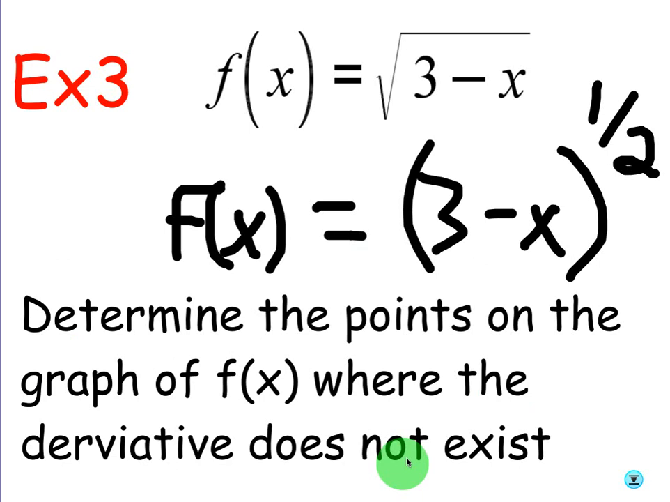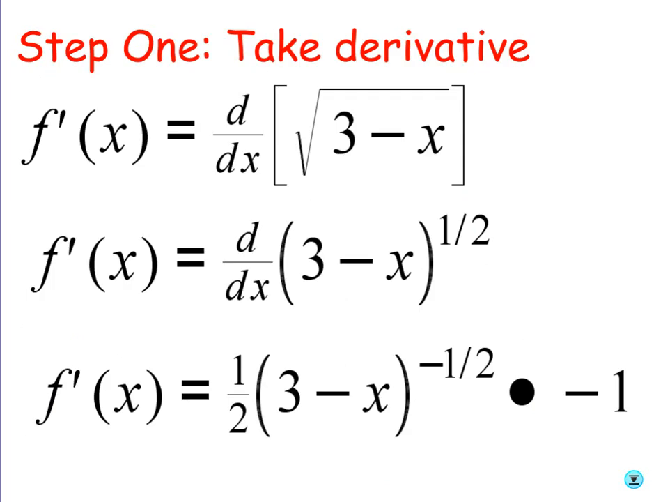Okay? To determine the points where the derivative doesn't exist. So to take the derivative, we'll use the power rule plus the chain rule because we have to figure out the derivative of the inside. So it's going to be 1/2 (3 minus x), and then subtract 1 from the exponent, so it would be to the negative 1/2. But we need to multiply by the derivative of the inside. The derivative of 3 is 0, but the derivative of negative x is negative 1. So again, we're using the power rule and the chain rule to take the derivative for step 1.